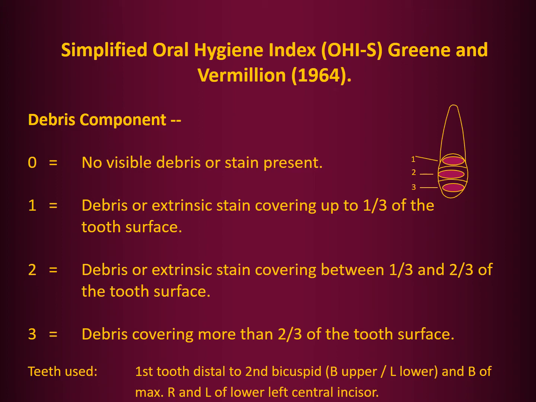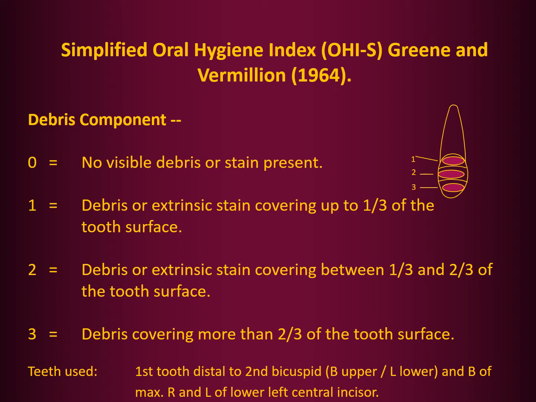0 is no visible debris or stain on the tooth. 1 would be debris or extrinsic stain covering up to 1/3 of the tooth surface. 2 would be debris or extensive stain covering between 1/3 and 2/3 of the tooth surface. And 3 would be debris covering more than 2/3 of the tooth surface.